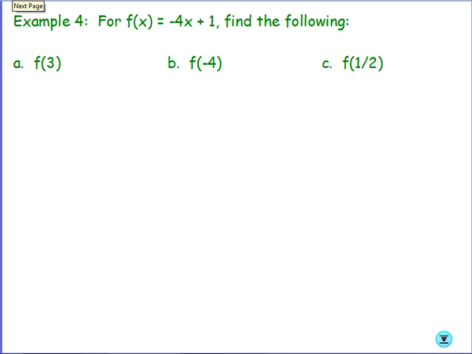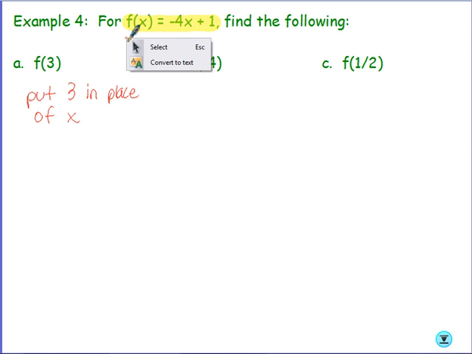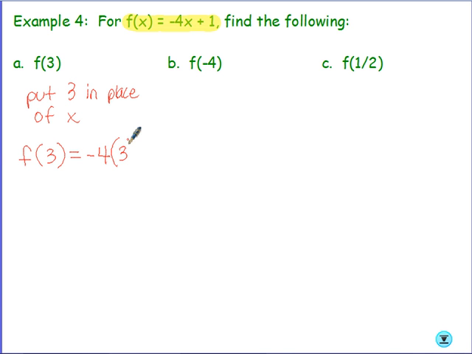So here's our example. I give you an equation, f of x equals negative 4x plus 1, and I want you to find me 3 answers. The first one, f of 3. What this simply means is put 3 in place of x. So it now looks like f of 3 equals negative 4, there's your x, so times 3 plus 1. If you need a calculator, that's fine. You're simply typing in negative 4 times 3 plus 1, and you get an answer of negative 11. That's the answer I was looking for.